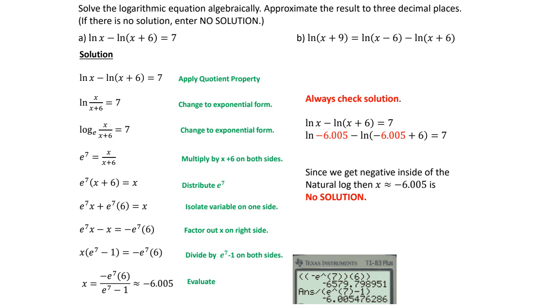E to the 7 will give me a value, but I'm not going to put it in yet because I want to solve for x. Okay, so I'm going to do a little algebra. I'm going to multiply both sides by x plus 6, distribute, factor out the x, and I get this value.